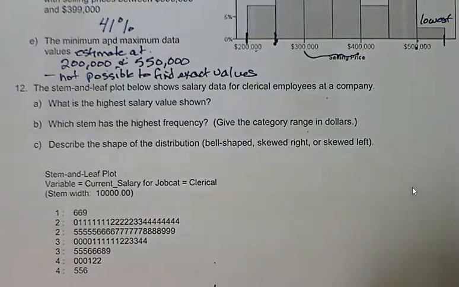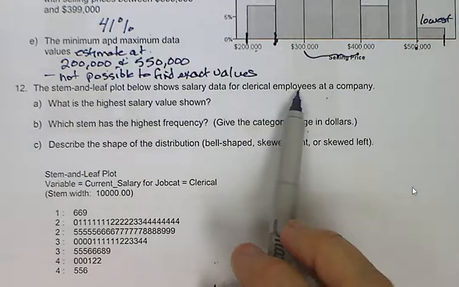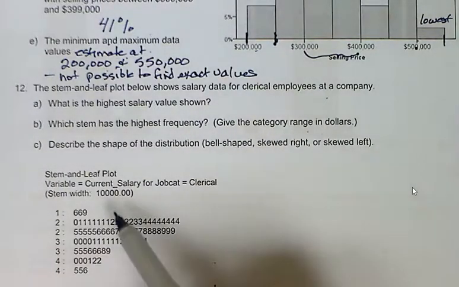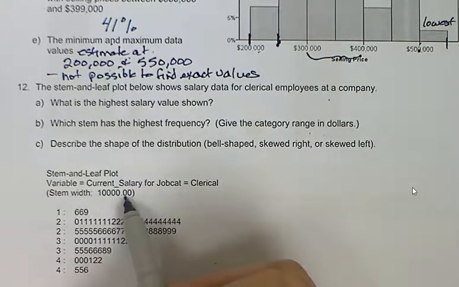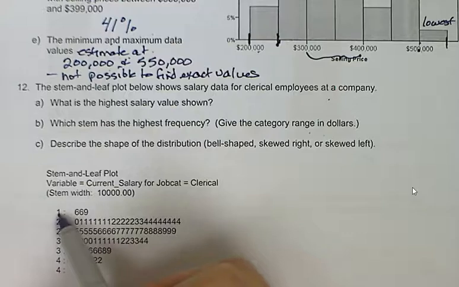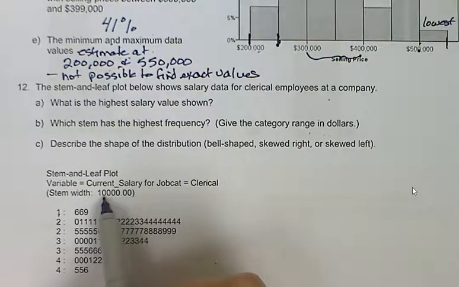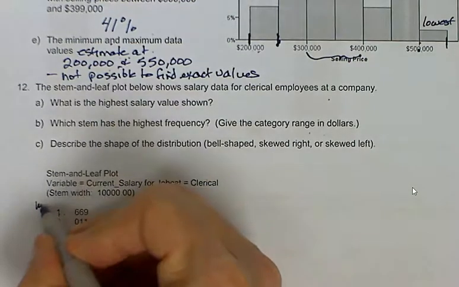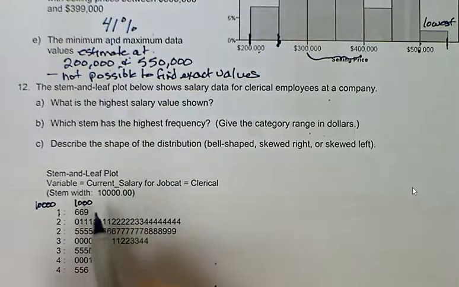For the next problem, we're looking at a stem and leaf plot. This shows salary data for clerical employees at a company. If we look at the stem and leaf plot, it tells us here that the stem width is 10,000. That means that the stems over here represent 10,000. That means that the leaves over here would represent 1,000. So these are 10,000s. Each one of these represents 1,000.